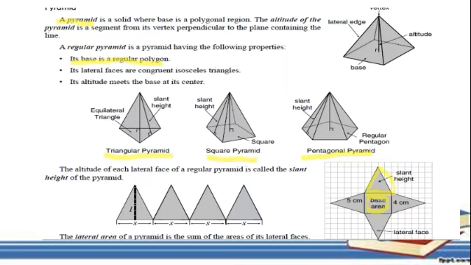Okay. So, do you understand the pyramid, class? These are the shapes of the pyramid. So, we have the types of pyramid: the triangular, the square, and the pentagonal. Okay?